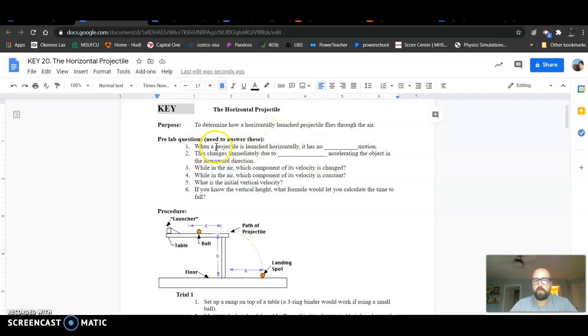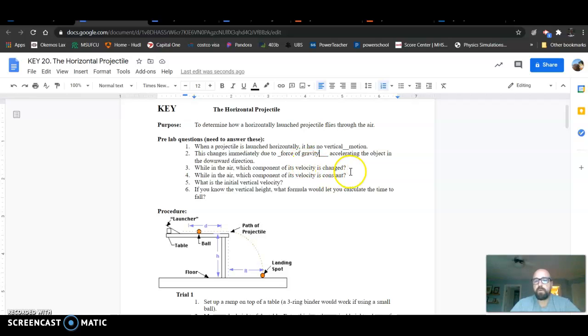So we have a projectile launched horizontally. That means it has no vertical motion. Some people said upward, but we just mean straight horizontal means there's nothing in the vertical plane. And then that changes immediately due to the force of gravity accelerating it in the downward direction. Because that force is on it, it accelerates downward, so it's no longer just moving horizontally.